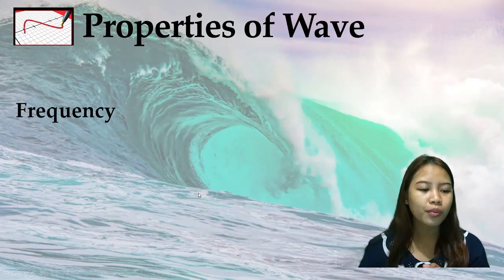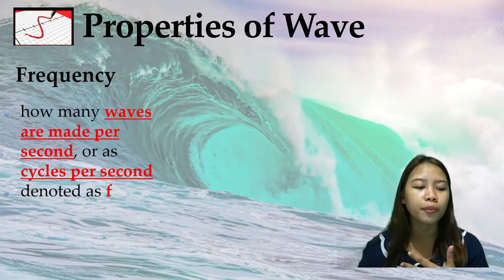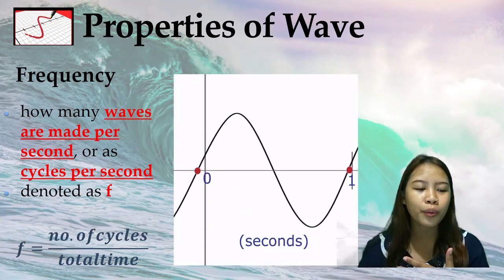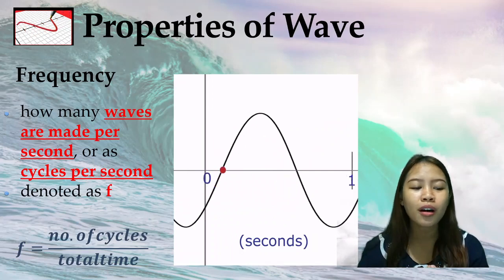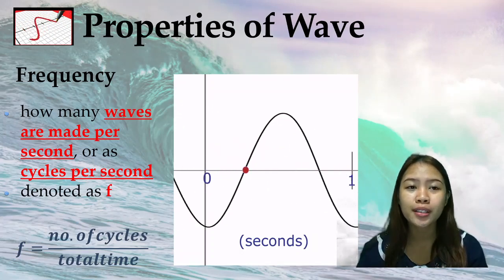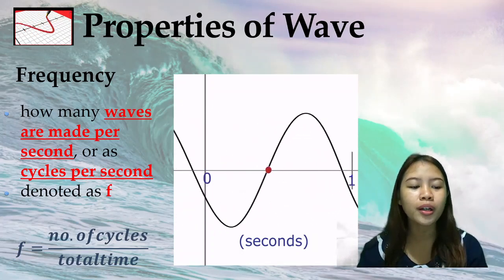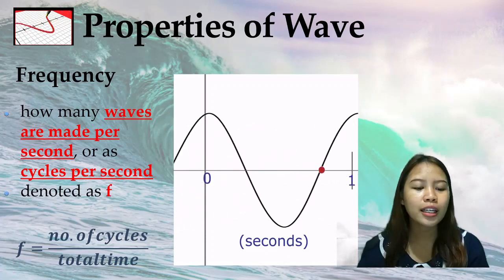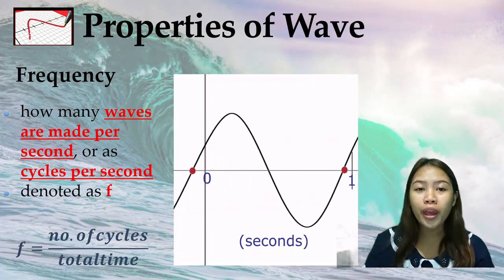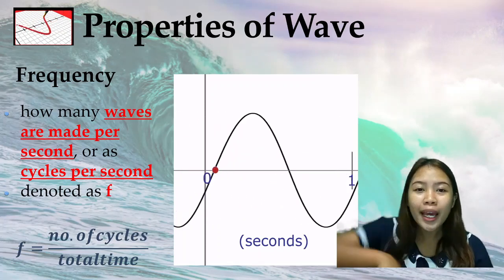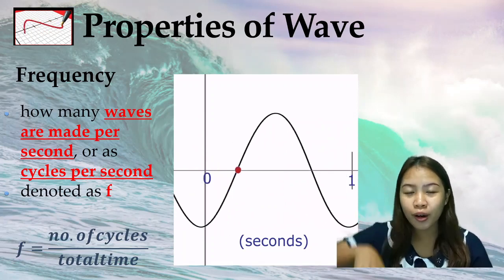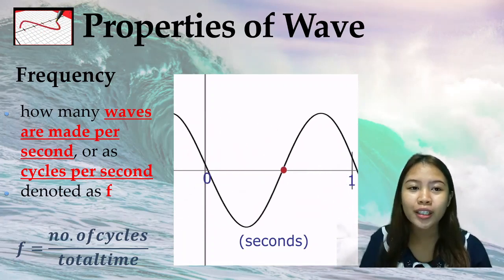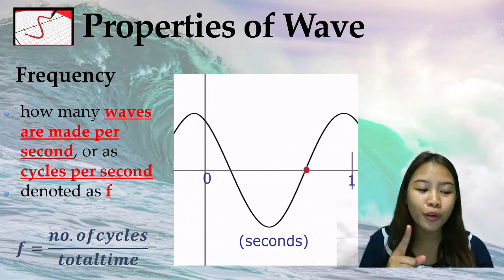Next, we have here the frequency. So frequency answers the question, how many waves are made per second? Or cycles per second. Okay. Now, how many circles of wave, how many curves, are there in one second? That is frequency.